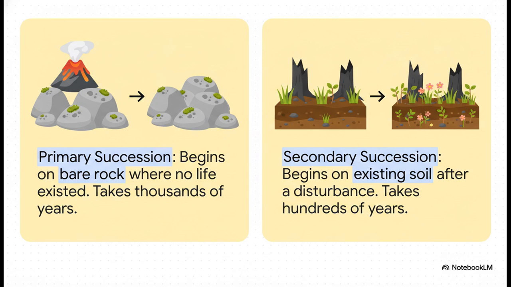You've got primary succession. This is starting from absolute scratch. We're talking bare rock, like after a volcano cools. Life has never been there before. It's a super slow process because you have to build soil from nothing, and that can take thousands of years.